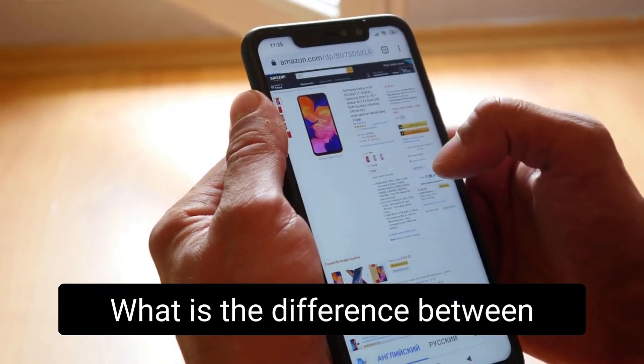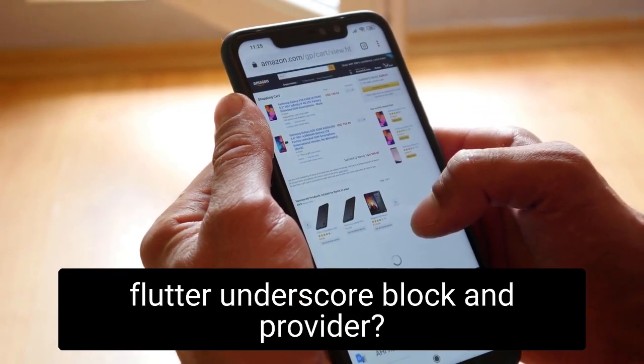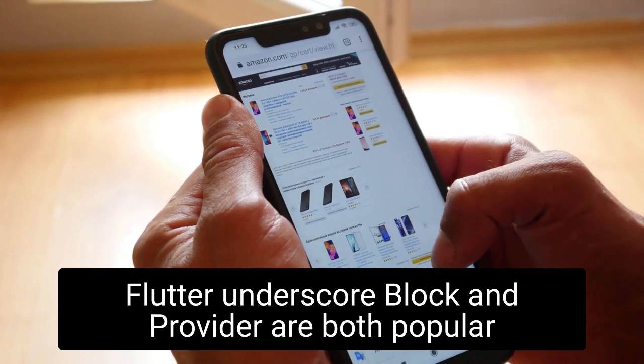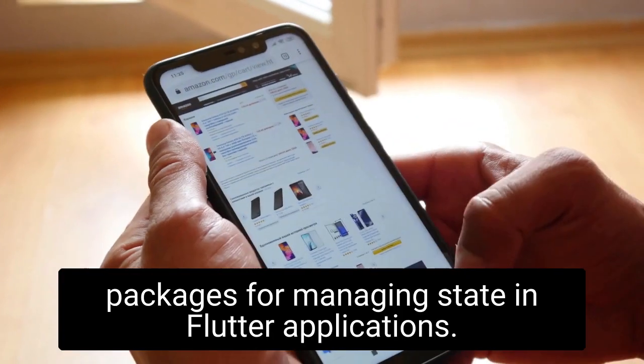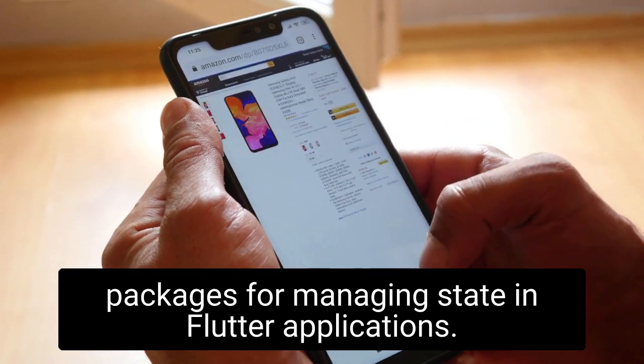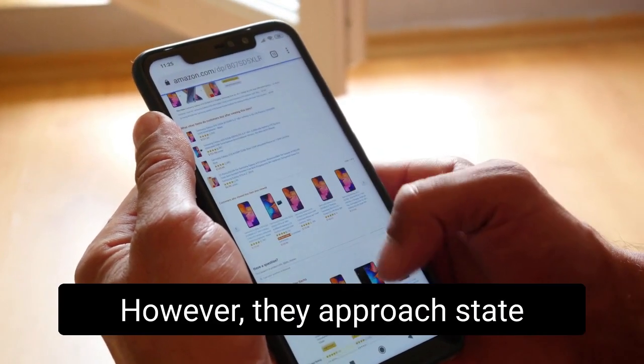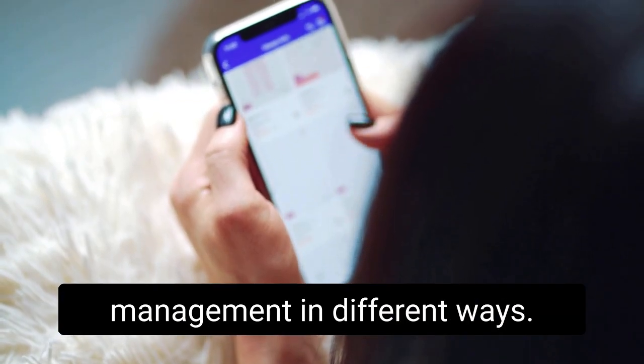What is the difference between Flutter_bloc and Provider? Flutter_bloc and Provider are both popular packages for managing state in Flutter applications. However, they approach state management in different ways.